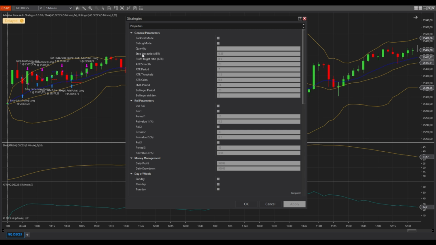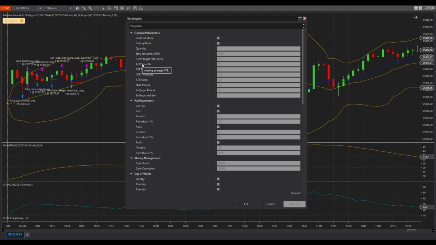Stop loss ratio sets the stop loss as a multiple of ATR. Higher values widen the stop, lower values tighten it. Profit target ratio sets the profit target as a multiple of ATR. Higher values target larger moves. Lower values take profit sooner.